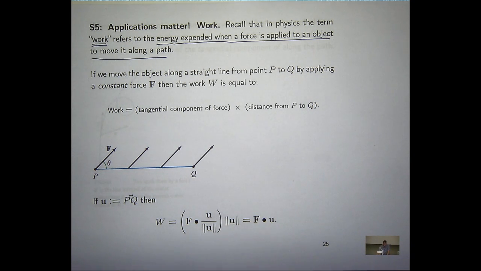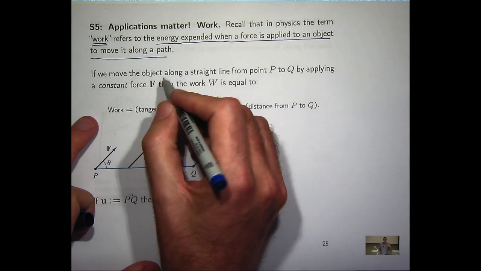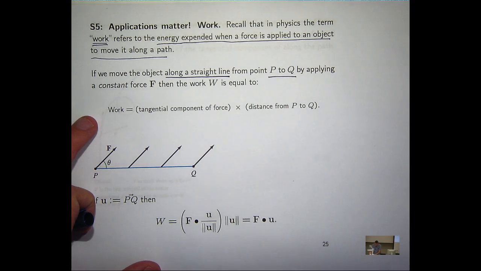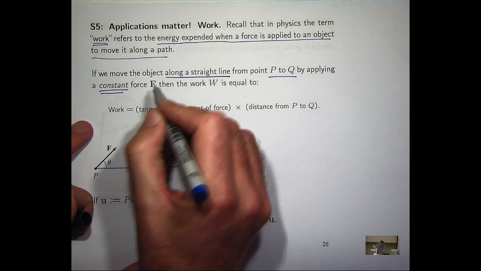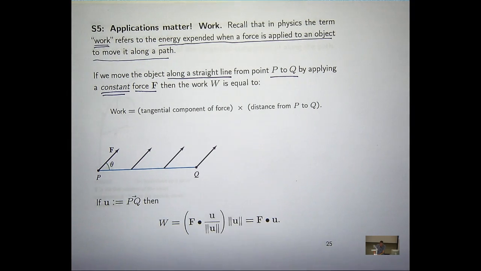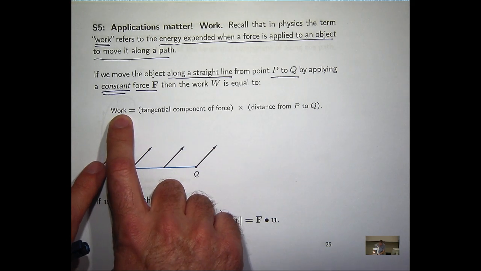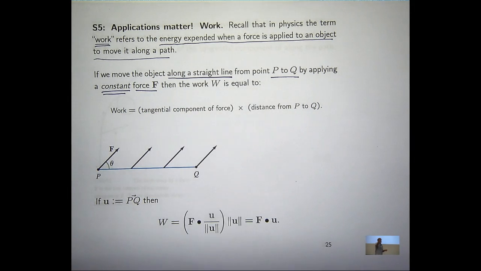Now, the simplest case, for example, taught at high school, is the case when you're moving the object along a straight line from one point to another point, and the applied force is constant. Okay? So the vector field F doesn't depend on time or position or anything like that. It's just a constant vector.